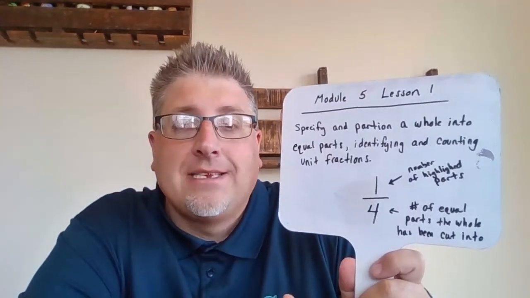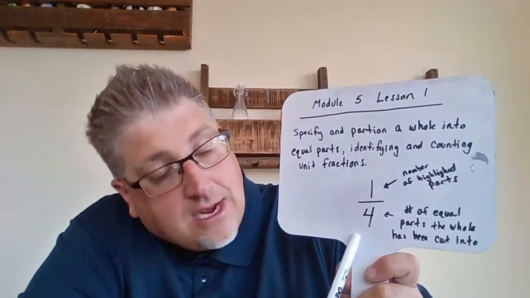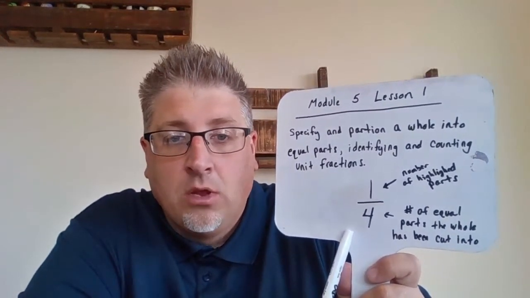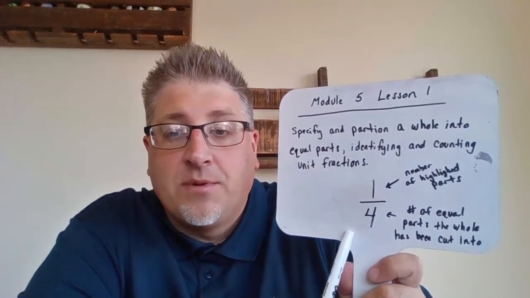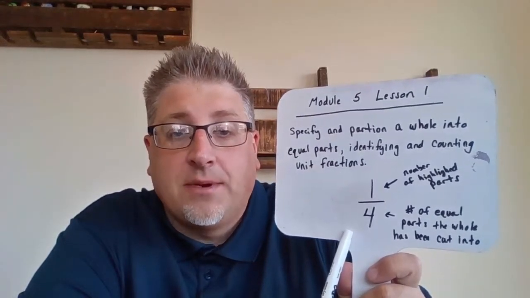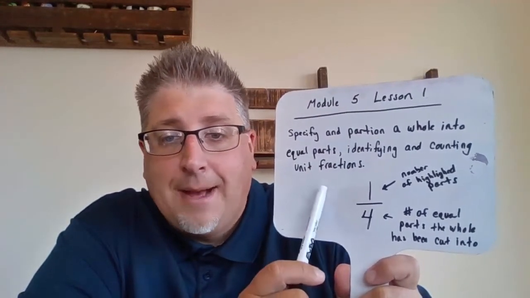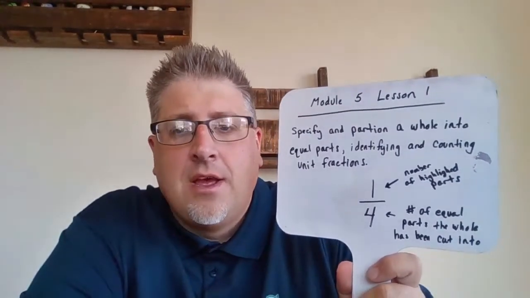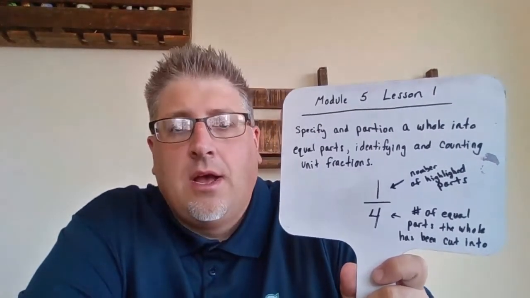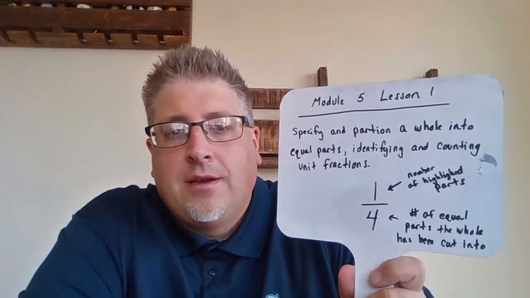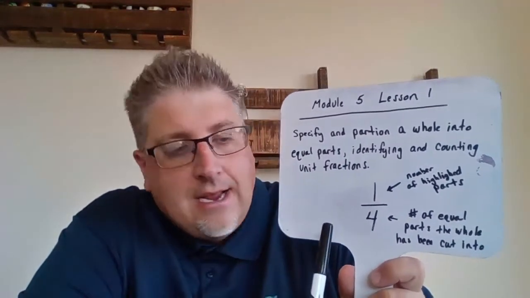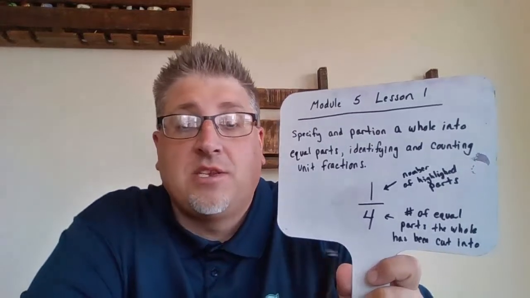So if we had a pizza, we would know that the denominator tells us that there are 4 slices of pizza, okay? That's what the denominator is. It represents the number of equal parts the whole has been cut into. And on top is the numerator, that number 1. And the numerator tells us the number of highlighted parts, the number of pieces eaten, number of things that were left. So the numerator tells us what was left behind, and the denominator tells us how many pieces we have.